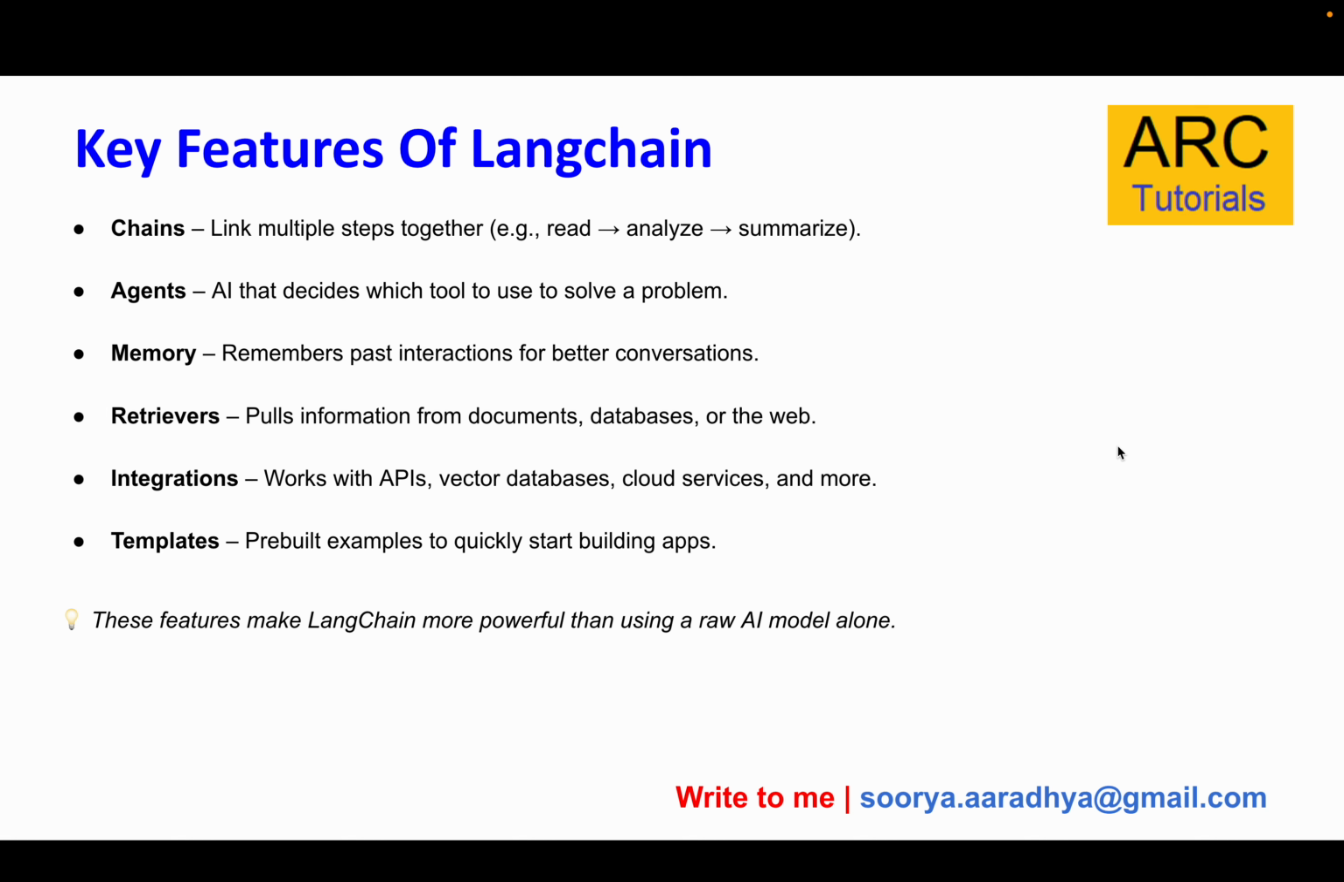Now, what are some of the key features of LangChain? LangChain is based on the concept of linking multiple steps together, which are called chains. Each chain does a particular task, let's say read, analyze, summarize, store, etc. Agents: AI decides which tool to use to solve a problem. You don't have to worry about it. The model already has that definition for you. Memory is where you store the past interactions.